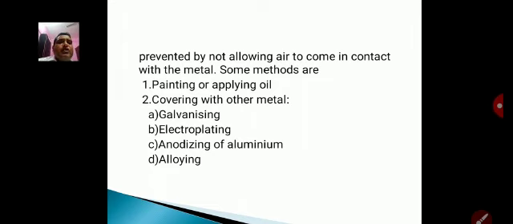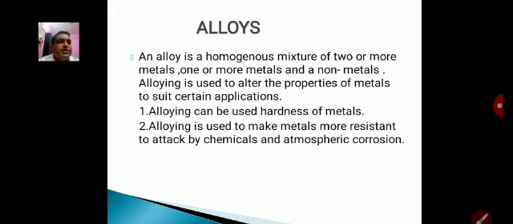What is anodizing of aluminum? Aluminum anodizing is an electrochemical process in which an oxide layer is chemically built on the surface of the metal. An alloy is a combination of metals combined with one or more other elements. Gold and copper produce red gold. So these are the processes we use to protect the metal from corrosion.